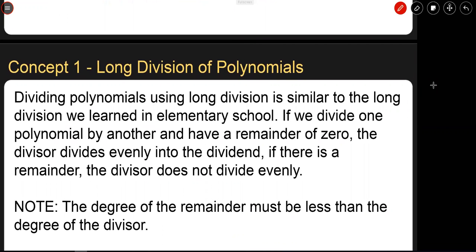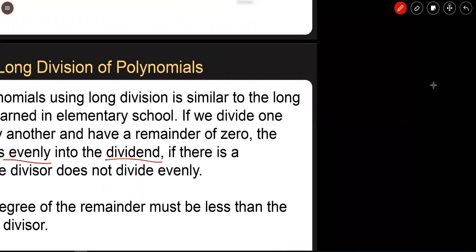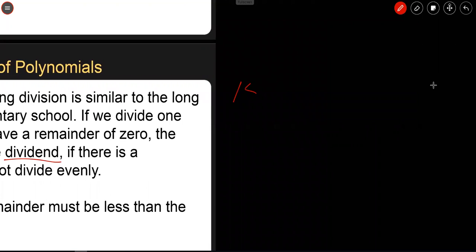If we divide one polynomial by another and have a remainder of 0, that means that the divisor divides evenly into the dividend. If there is a remainder, then the divisor does not divide evenly. So for instance, if I've got 15 into 387, I can do long division here. Remember, the outside number is the divisor. The inside number inside this half rectangle is called the dividend. That's the number that's being divided.